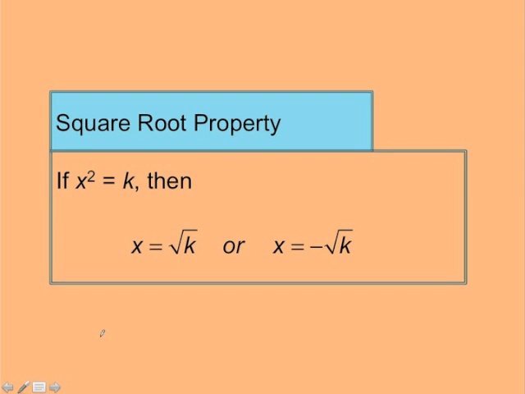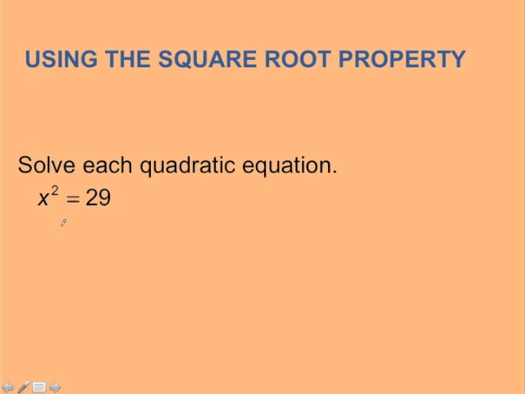Another way to solve quadratic equations is by using the square root property. We know that if x squared equals k, then x equals the square root of k, or it equals negative the square root of k. Solving these quadratic equations: x squared, basically I'm going to take the square root of both sides. So x equals plus or minus the square root of 29. Since 29 is a prime number, we are done, and this cannot be simplified any farther.